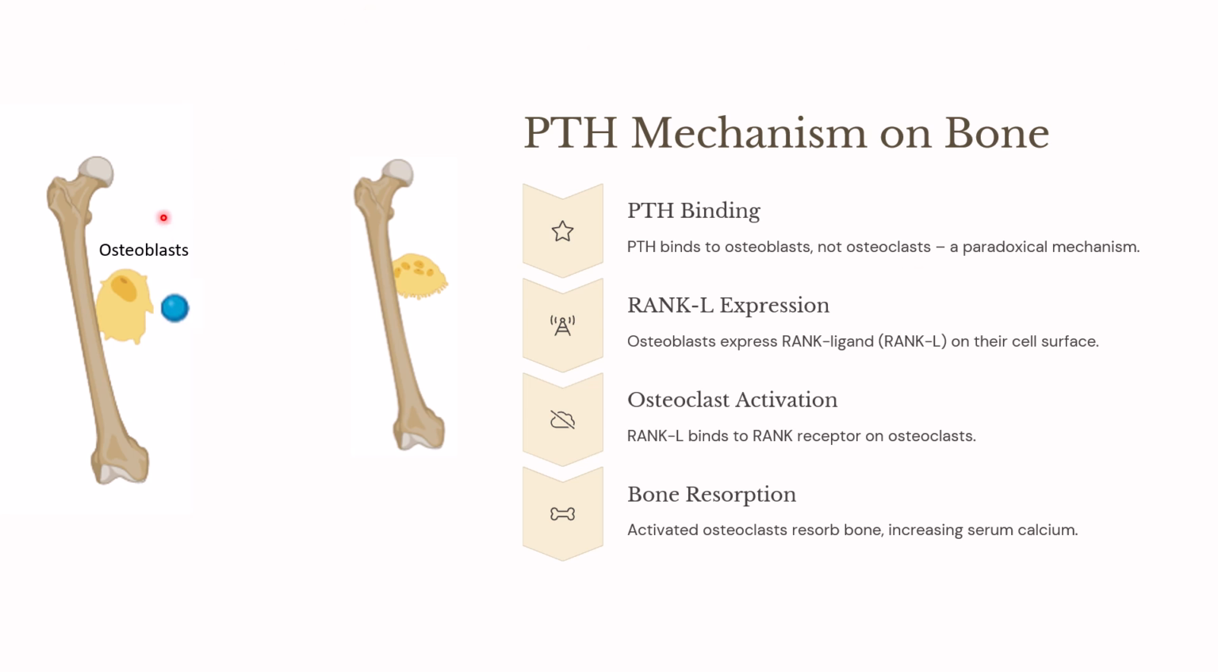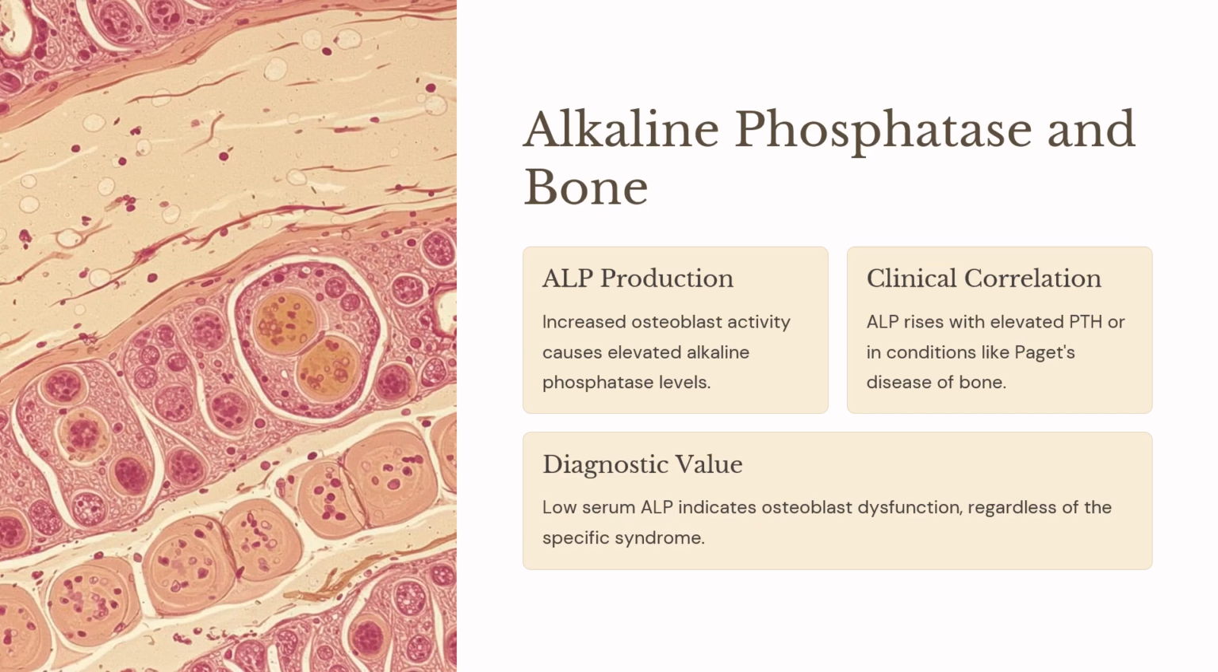So once PTH binds to osteoblasts, the RANK ligand is expressed on the osteoblast. This is the RANK receptor. So this RANK ligand will bind to the RANK receptor on osteoclasts, thereby activating the osteoclast. The activated osteoclast will reabsorb the bone, thereby increasing the serum calcium.